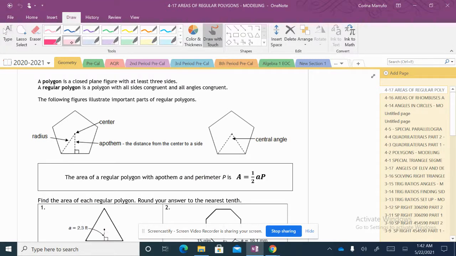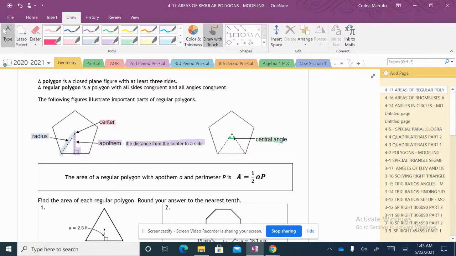Okay, so we have the center of our polygon. We have what we call a radius, which goes from the center out to one of the vertices. And then we have what we call an apothem. So the apothem is this piece right here. It's going to make a right angle with the base, and this is the distance from the center to a side. Then you have your central angle, which is this angle in here. It goes from the center out to both vertices, and we call that the central angle.